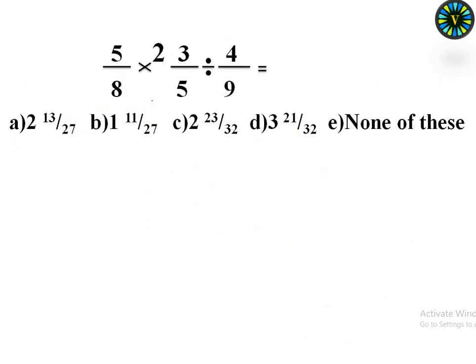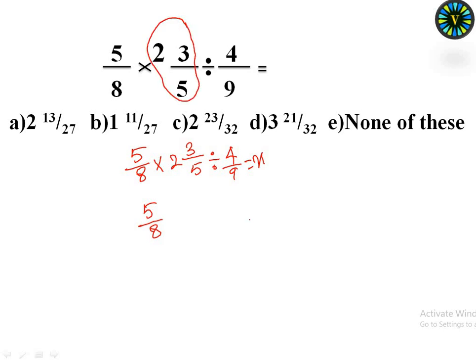Moving on to the next question. First I will write down whatever is there in the question. It is 5 divided by 8 multiplied with 2 3 by 5 divided by 4 by 9 is equal to x. Same thing, reciprocal concept. But before that, this is a mixed fraction. Correct? Do you agree with me? Yes, this is a mixed fraction.